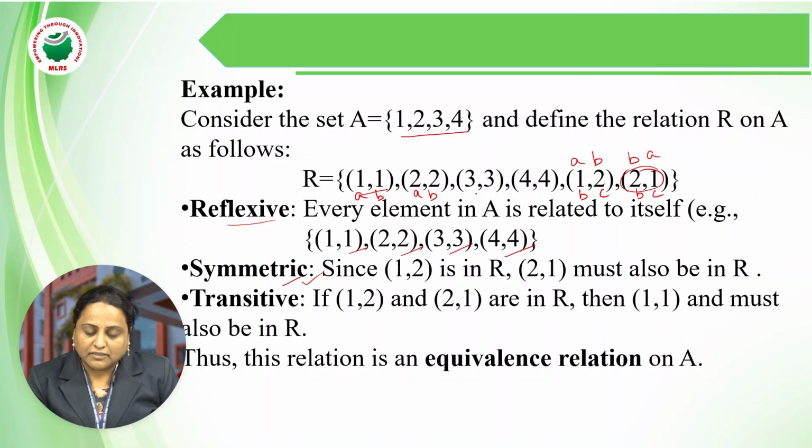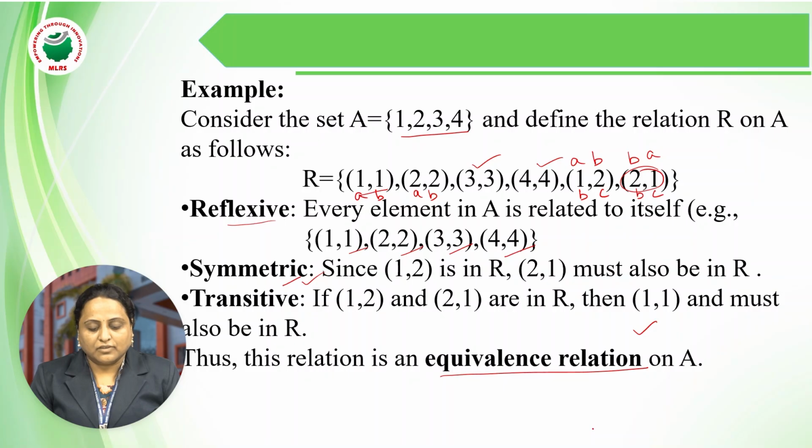And come to the next element 3 comma 3, you are having only A comma B. There is no B comma A here. So it is already following a reflexive property, so it satisfies transitive also. Similarly 4 comma 4. So here, since it follows transitive also, you can declare this particular relation is an equivalence relation. That is, it follows reflexive, it follows symmetric, and it follows transitive. So this is about an equivalence relation.